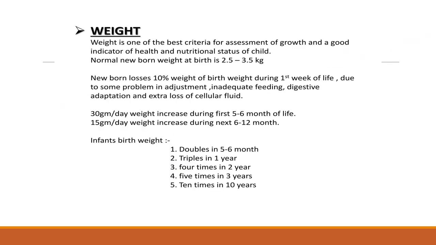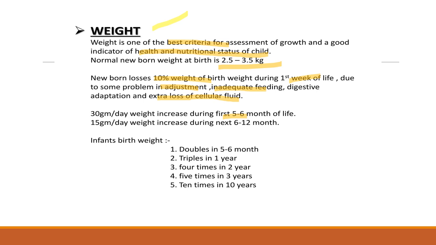First we can see how weight measurement is done. Weight is the one best criterion for assessing growth and development and the health and nutrition status of the child. Weight is the best indicator. Normal newborn weight, we all know, is 2.5 to 3.5 kg. A newborn loses 10% of weight during the first week of life, due to adjustment problems, extra loss of cellular fluids, and inadequate feeding. These are the reasons for the loss. It is quite normal.